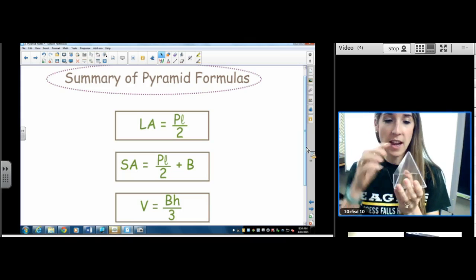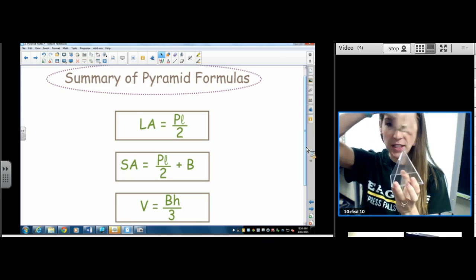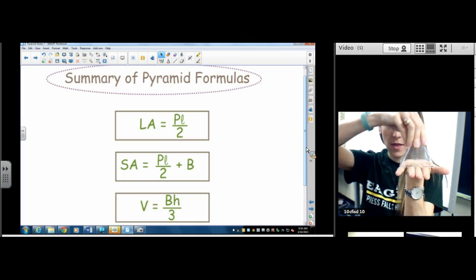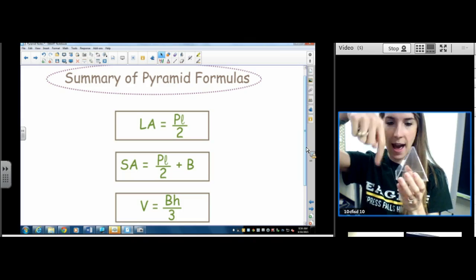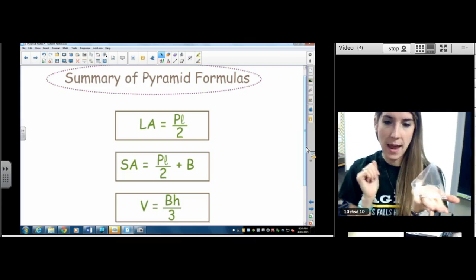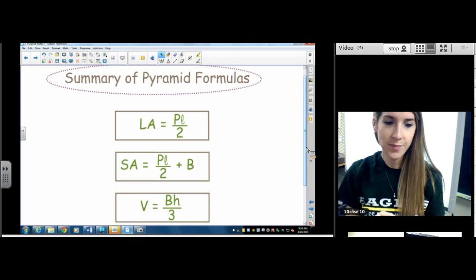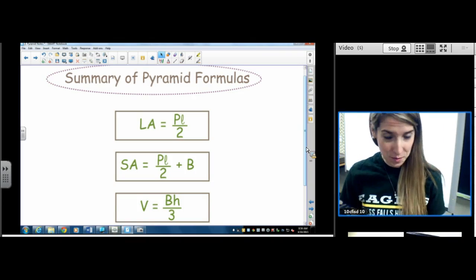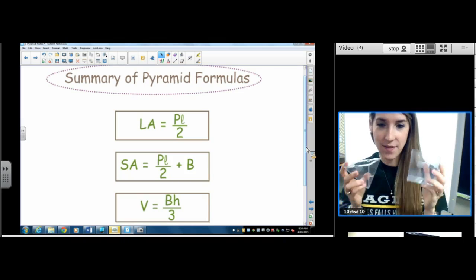The surface area is the lateral surface area plus the base. It's the lateral surface area, which you already found, plus 1b, just the base, the area of the base. And then volume is base times height divided by 3.